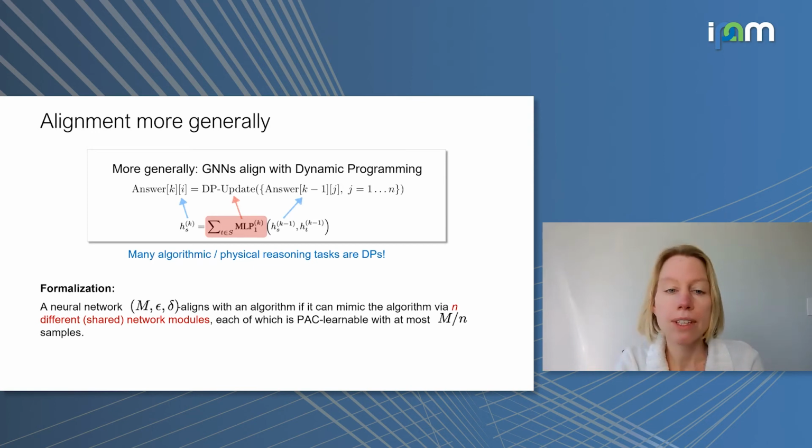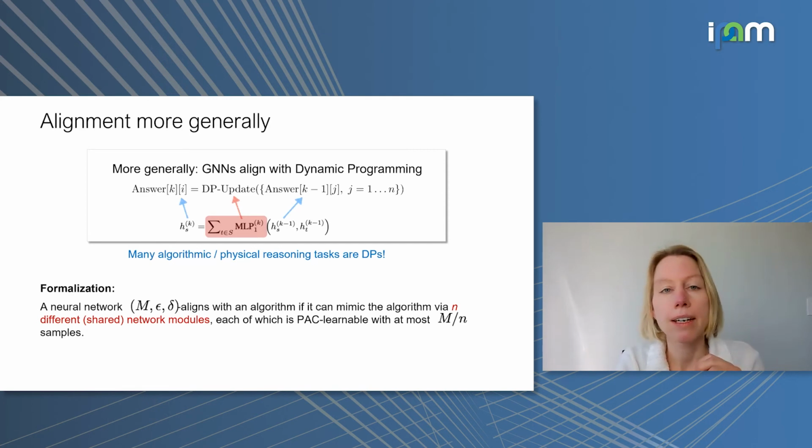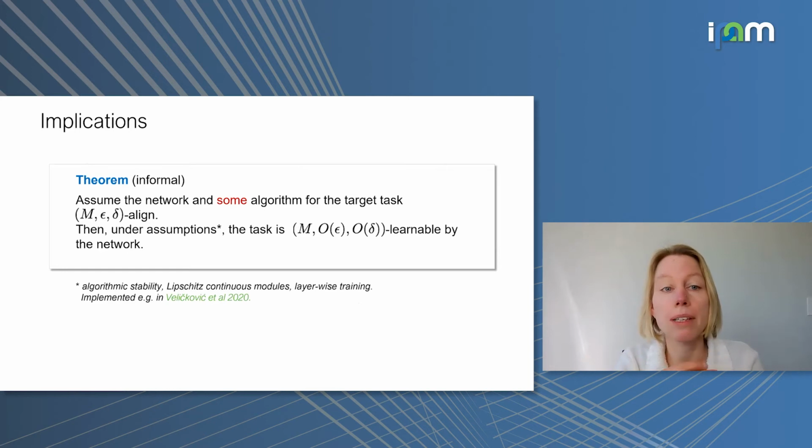Now, if this holds, so if you can replace your modules with easy to learn functions and you have an algorithm to solve the task, then you can also learn well. And you can make this more formal. Here's a theorem that says essentially if you have this alignment, then your neural network can also efficiently learn the task that you're interested in, with essentially the same number of samples.